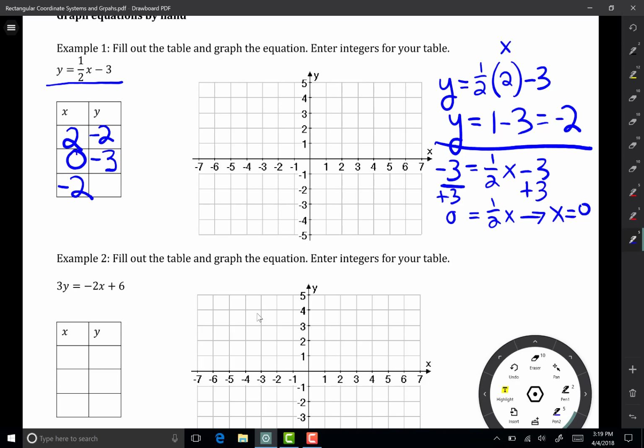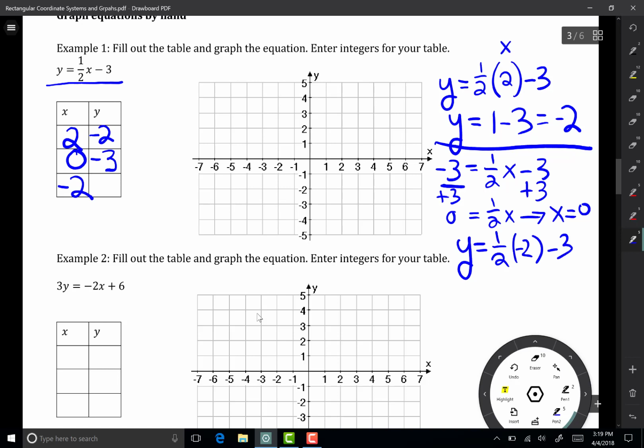Last one, I want to find the value of y when x is negative 2. So I'm going to replace x with negative 2. So I have 1/2 times negative 2, and I'm going to subtract 3. So that gives me, let's see, 1/2 times negative 2 is negative 1, minus 3, and that gives me negative 4. So I now know that when x is negative 2, y is negative 4. Now I can use all these values to plot this equation.